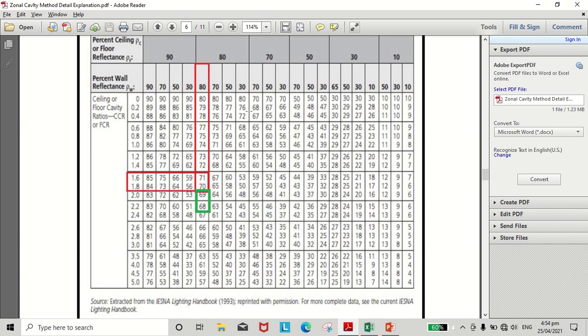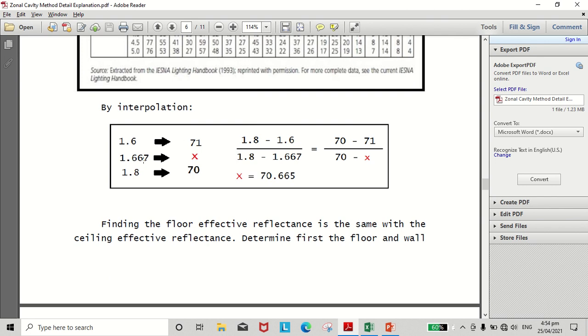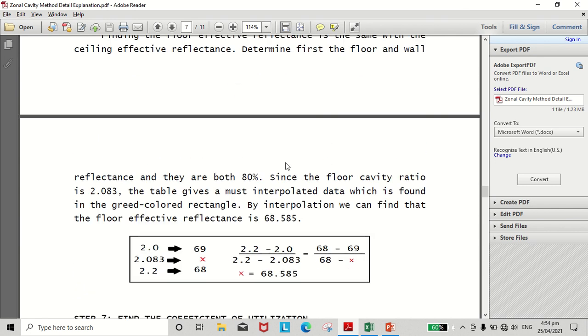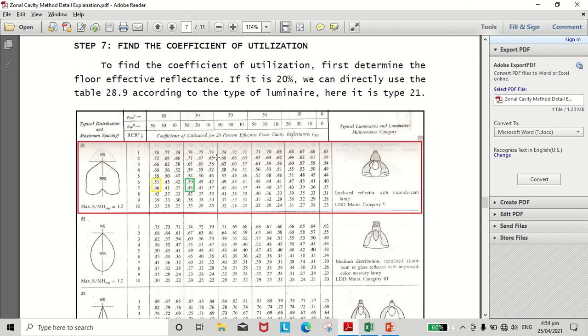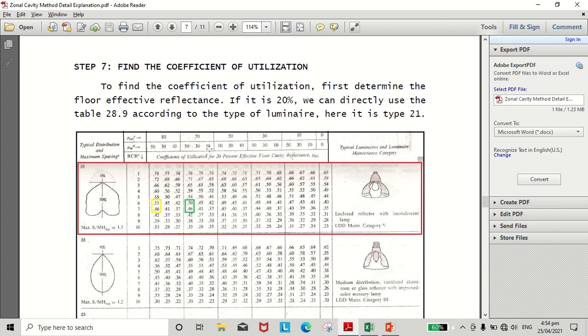Anyway, the procedure is shown here, so it is understandable. This is what I call interpolation. Then step 7 is to find the coefficient of utilization. This step also has a required table, which we can find in the National Electrical Code and also in the Philippine Electrical Code. To find the coefficient of utilization, first determine the floor effective reflectance.